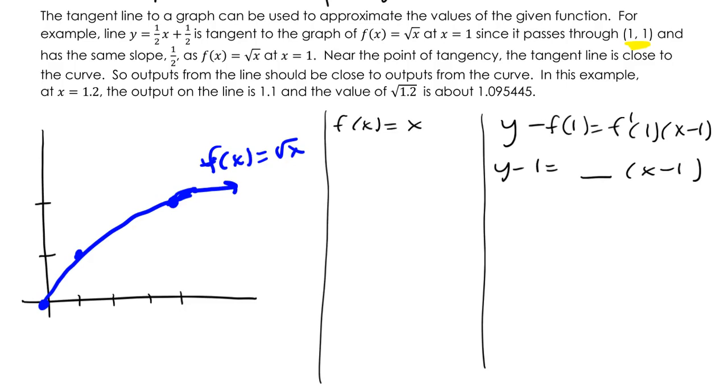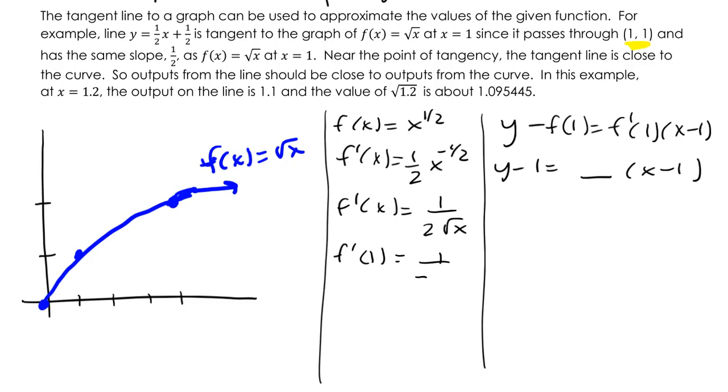f of x equals x to the half. Notice I'm writing it to the half because it's more calculus friendly. We bring the half down and decrease the exponent by 1. So now the derivative is equal to 1 over 2 root x. But we don't want the overall derivative. Remember, we wanted the derivative at 1. So the derivative at 1 is 1 over 2 square root of 1, which is a half. So now we have the derivative at 1 is a half.